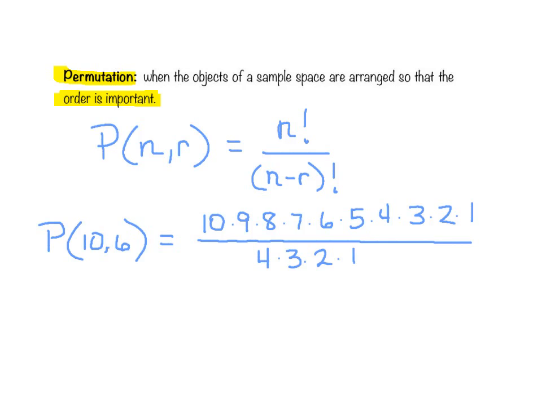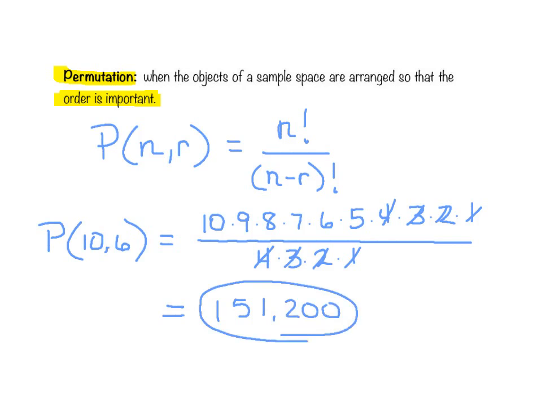Notice what happens is that you can cancel these common factors, and so the permutation of 10 items taken 6 at a time, if you multiply 10 times 9 times 8 times 7 times 6 times 5, you would get 151,200. So there are 151,200 ways to arrange 6 items out of 10 so that the order is important.